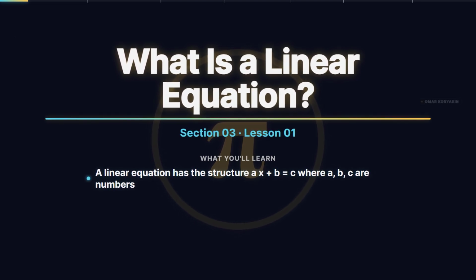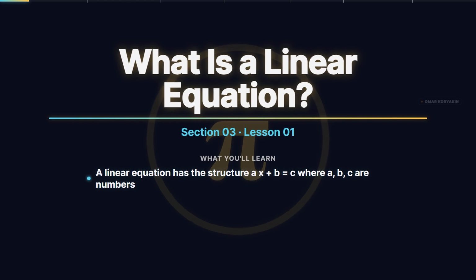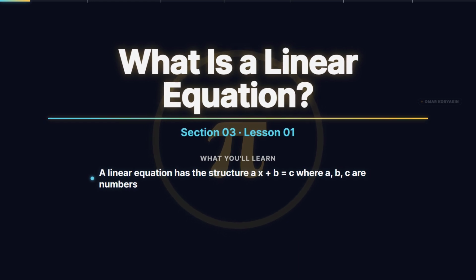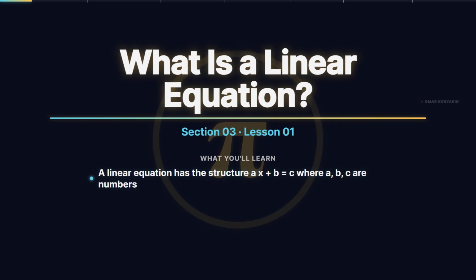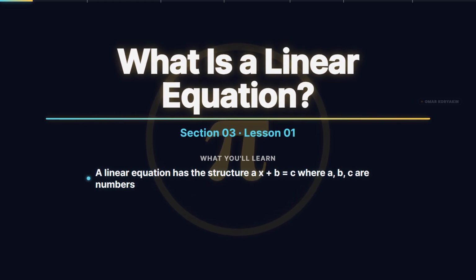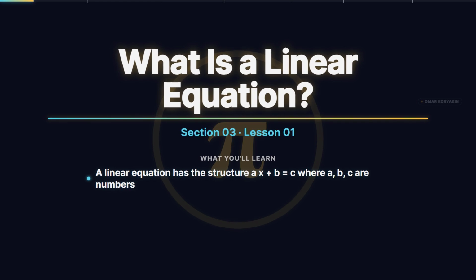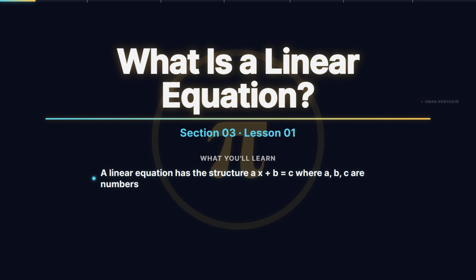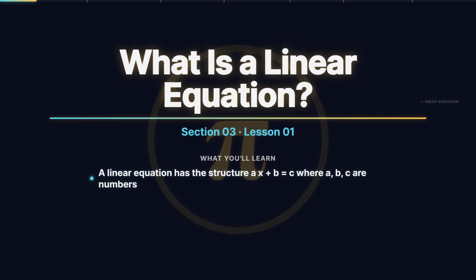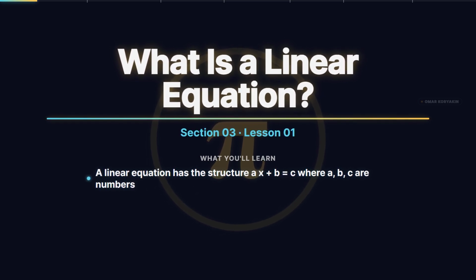First idea on the board. A linear equation is one whose variable appears only to the first power with no exponents, no square roots, no variables in the denominator, and no products of variables with themselves. The standard form is a times x plus b equals c, where a, b, and c are specific numbers and x is the variable we want to solve for.